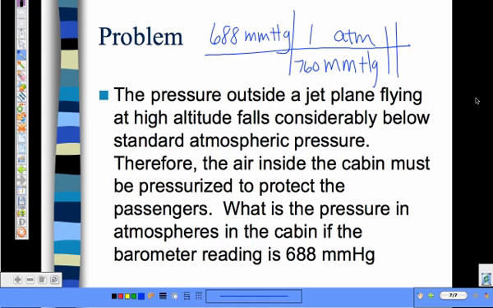So it's going to be less than 1. We're going to divide. And what do we get? Point something. 0.905. And our units are atm. There we go. Questions on using those?